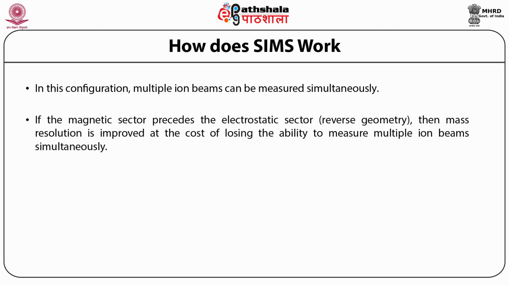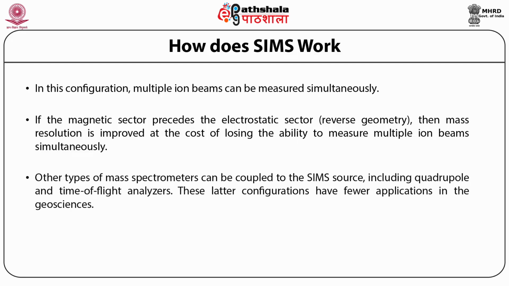If the magnetic sector precedes the electrostatic sector, this is called the reverse geometry. Then the mass resolution in reverse geometry is improved at the cost of losing the ability to measure multiple ion beams simultaneously. Other types of mass spectrometers can be coupled to the SIMS source, including quadrupole and time of flight analyzer. These latter configurations have fewer applications in the geosciences.